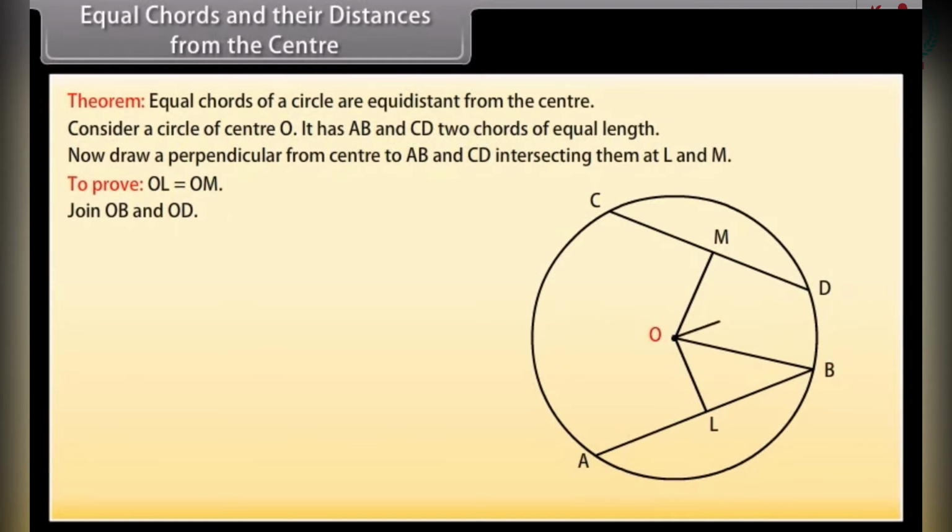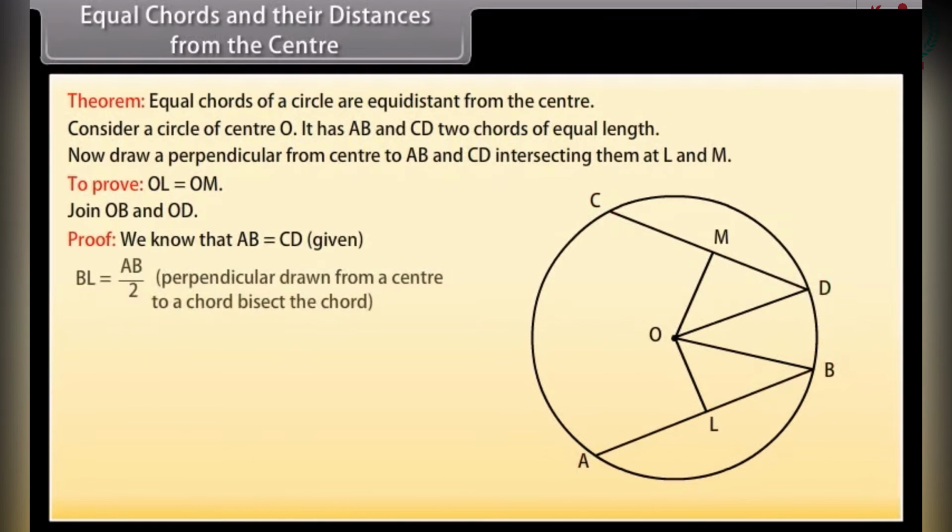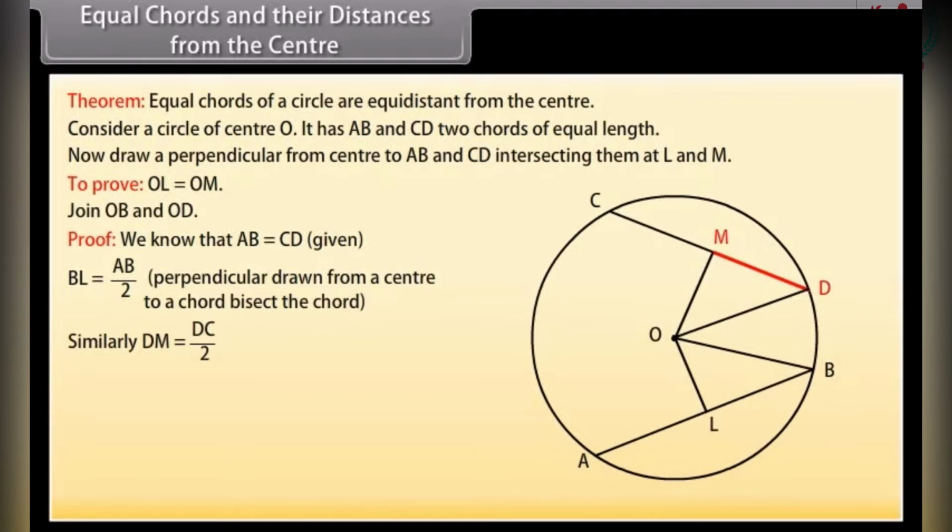Join OB and OD. We know that AB is equal to CD, given. BL is equal to AB upon 2, as a perpendicular drawn from the center to a chord bisects the chord. Similarly, DM is equal to DC upon 2. Therefore, BL is equal to DM.